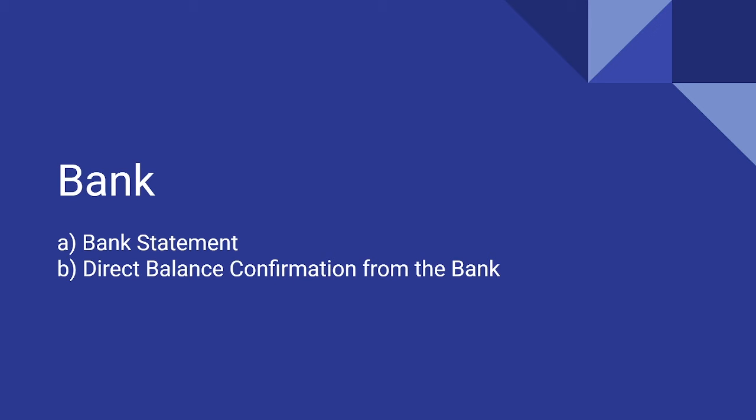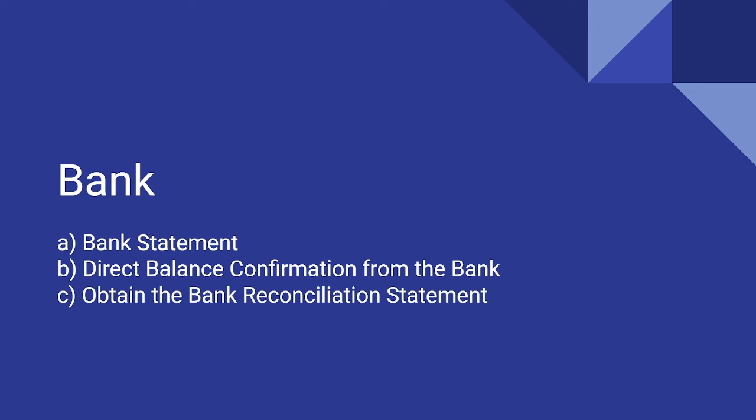This is what happened in the Satyam case in 2009, where the cash and bank balances were overstated by a lot, and the company kept forging them and the auditors were never able to check these balances. That is why it is very important to obtain the direct balance confirmation from the bank. Then you can obtain the bank reconciliation statement, because there will be some differences in the bank balance and the balance in the trial balance. The difference will be mostly because of checks issued but not cleared and checks collected but not presented.